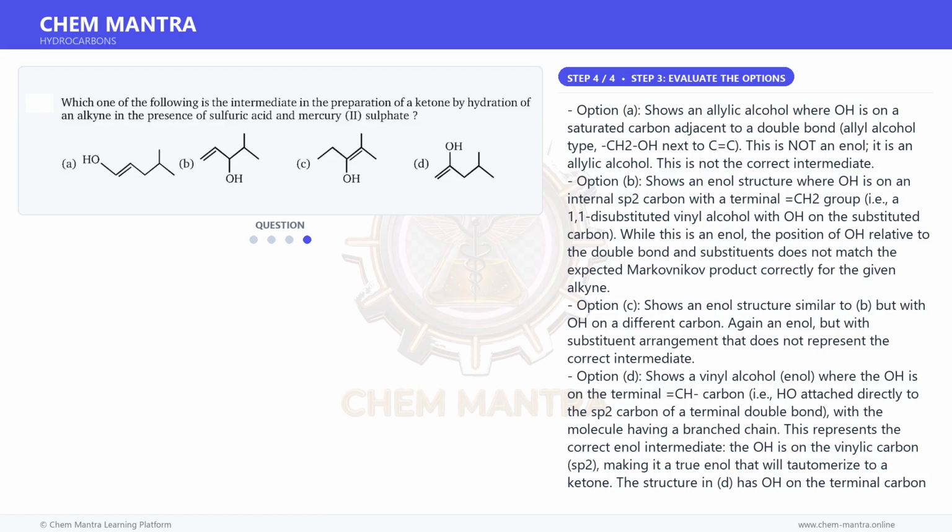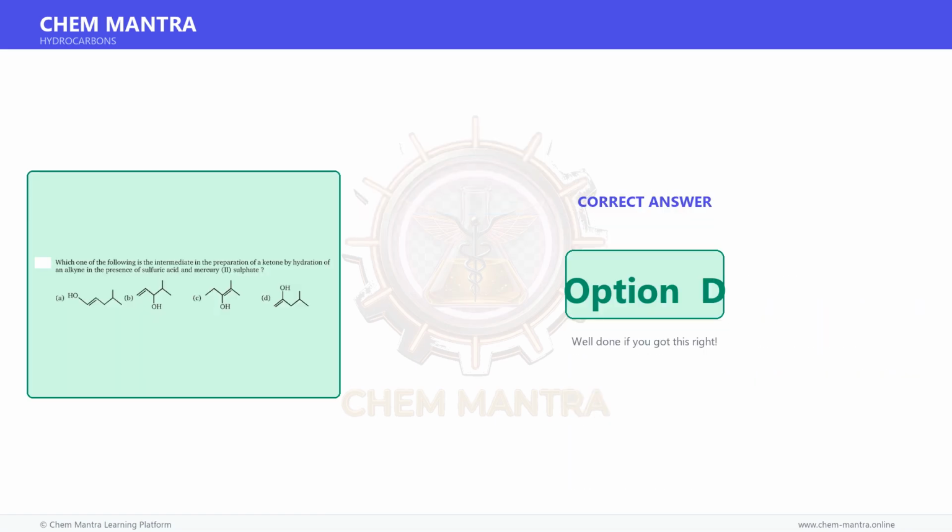Option D shows a vinyl alcohol (enol) where the OH is on the terminal =CH carbon, i.e., O attached directly to the sp2 carbon of a terminal double bond, with the molecule having a branched chain. This represents the correct enol intermediate. The OH is on the vinylic carbon (sp2), making it a true enol that will tautomerize to a ketone. Therefore, the correct answer is option D.